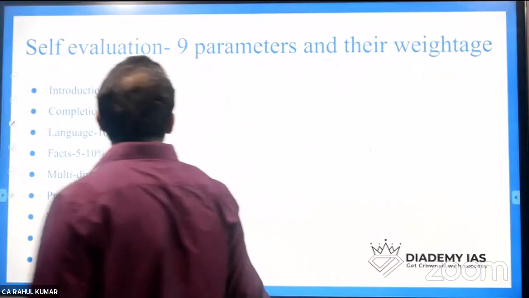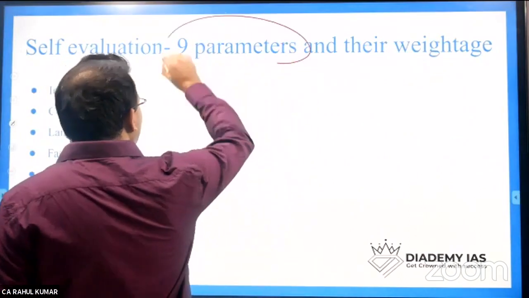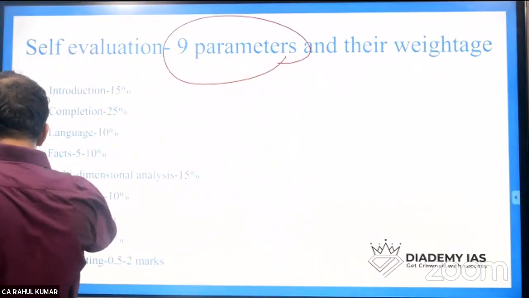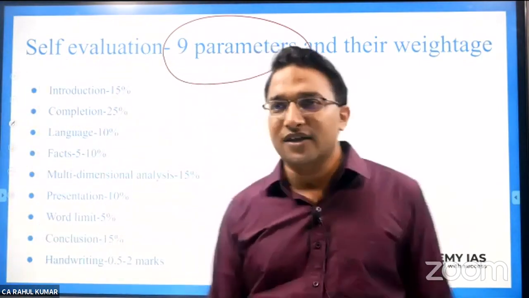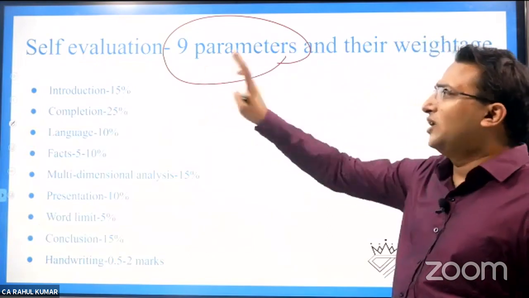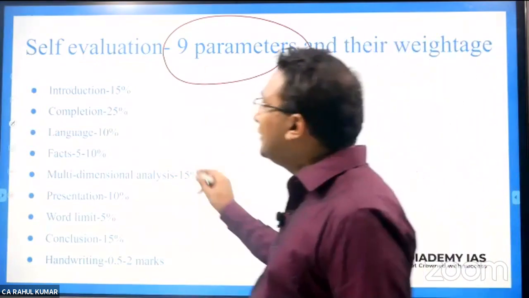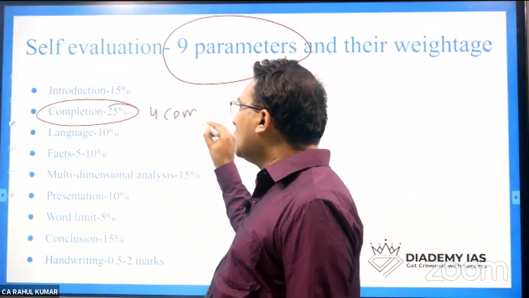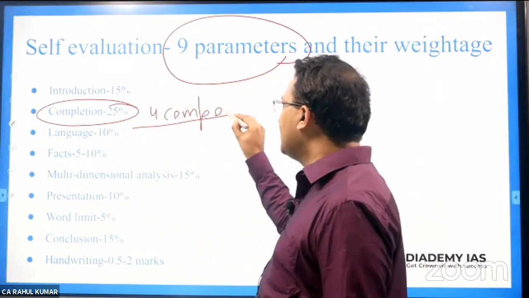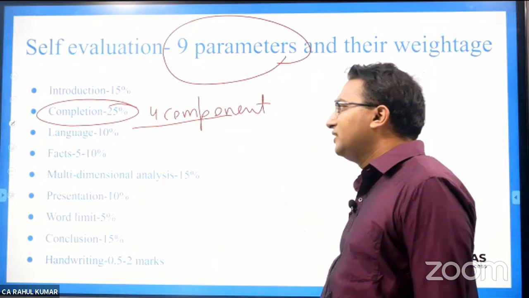Now what are the parameters? So what are the important parameters which are usually referred to and used by the different evaluators? Okay, तो क्या होना चाहिए? For introduction you can give 15% weightage. For completion of the answer, means if there are 4 components of the question, are you answering all the 4 components, right? So for that there is 25% weightage.